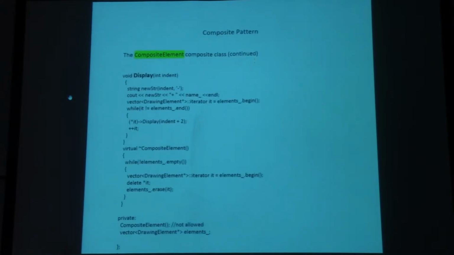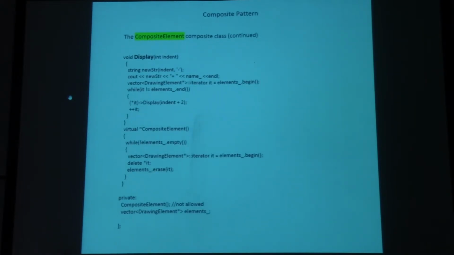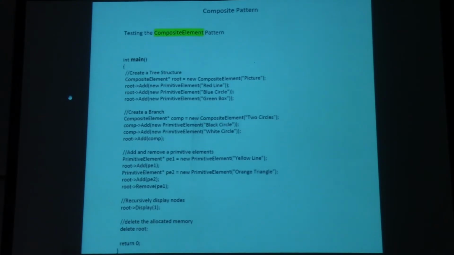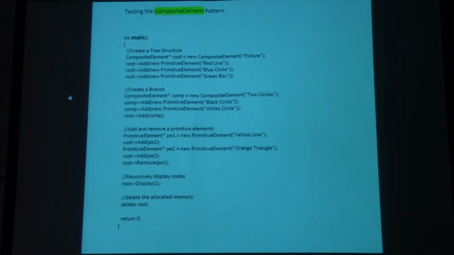Okay. So now in the display method, same idea. The display method basically is going to create a vector drawing element iterator, go to the beginning. While the iterator is not at the end, we're going to display this element. Okay, and this is just going to show you indentation plus 2, and you'll see exactly how, I think I have an output of this one. And then in the virtual destructor, while the element is not equal to empty, we're going to erase every element that we have.